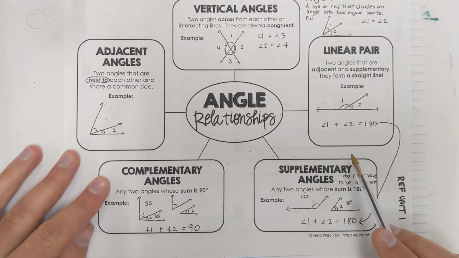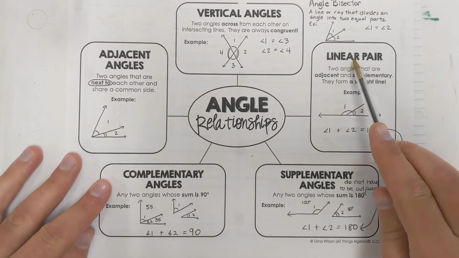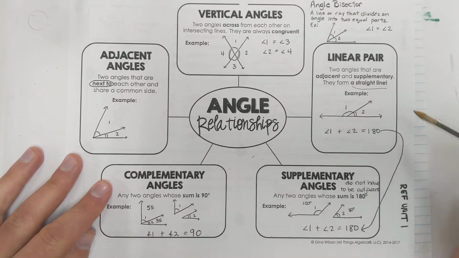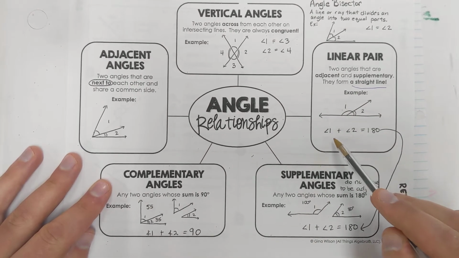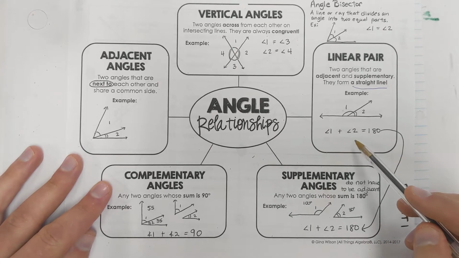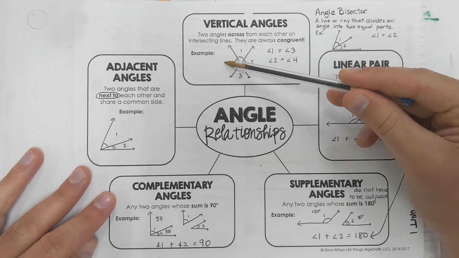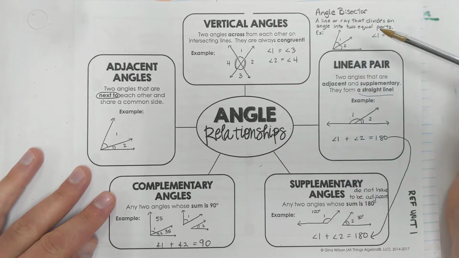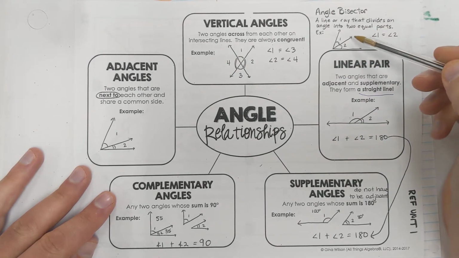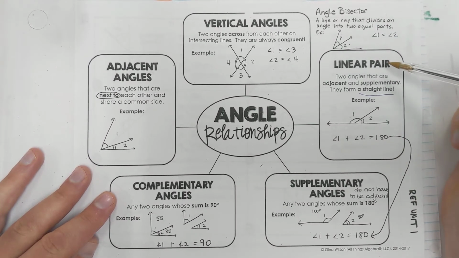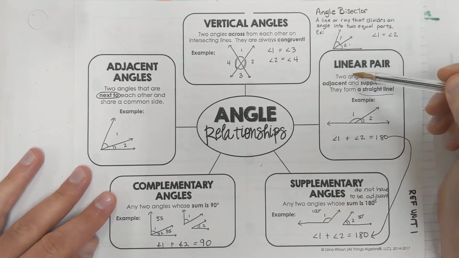If they are next to each other, they're what's called a linear pair because they form a line, a straight line. But linear pairs always add to 180. Vertical angles are always equal to each other. They're across from each other, they're equal. And an angle bisector, the two angles are equal. Angle 1 is equal to angle 2.